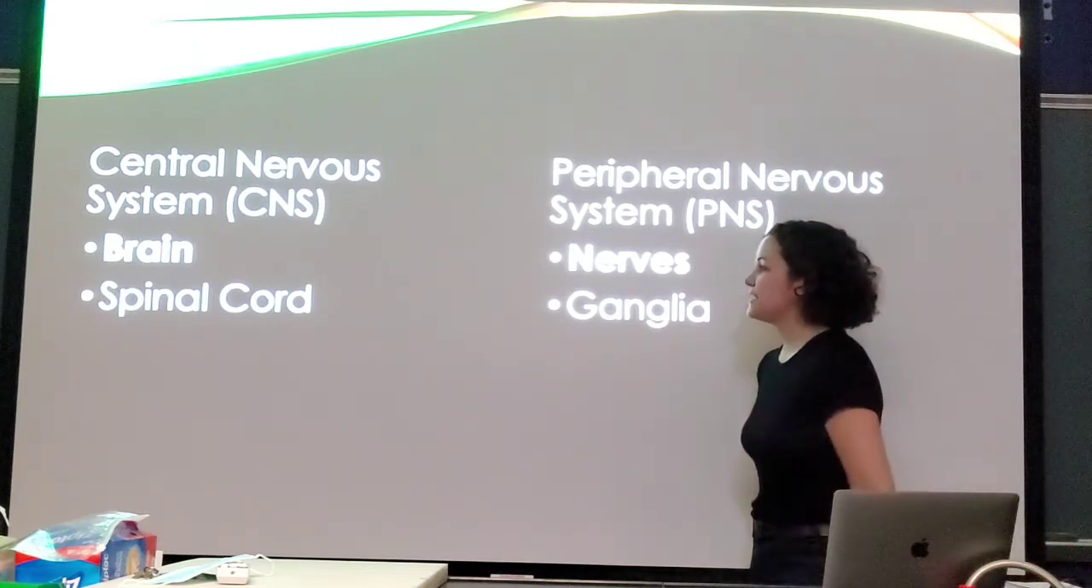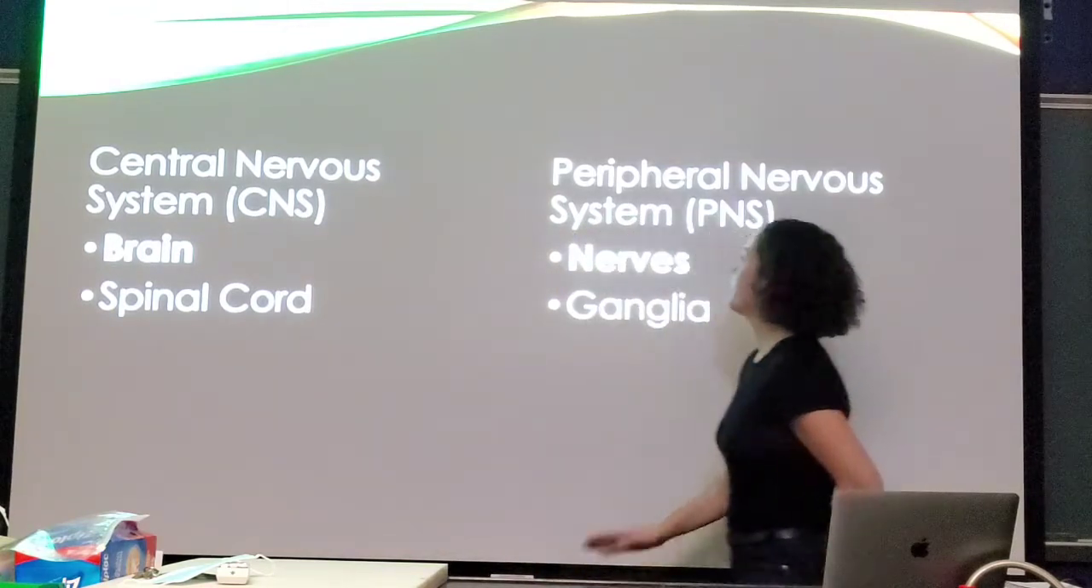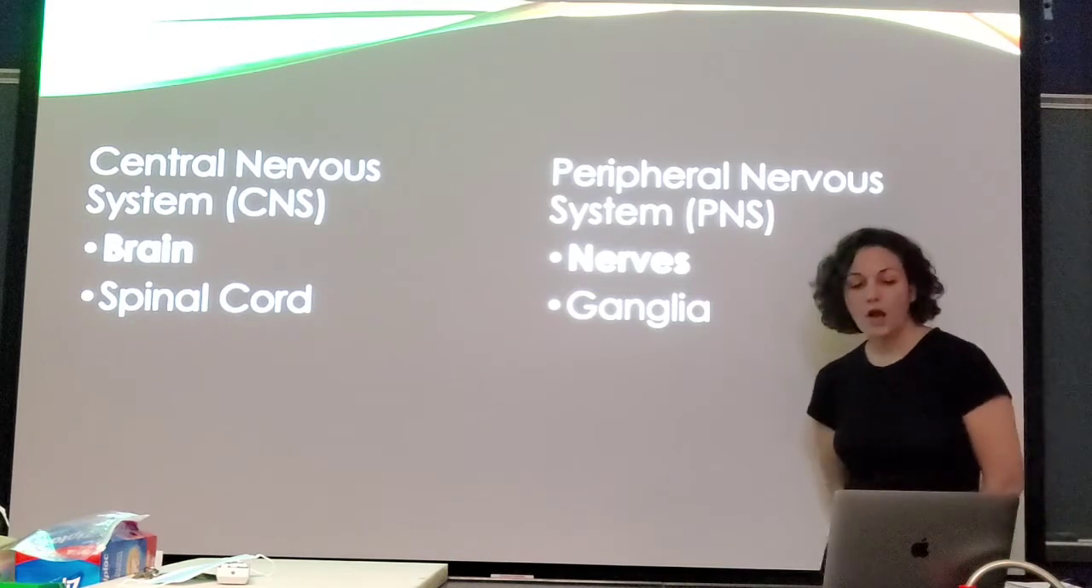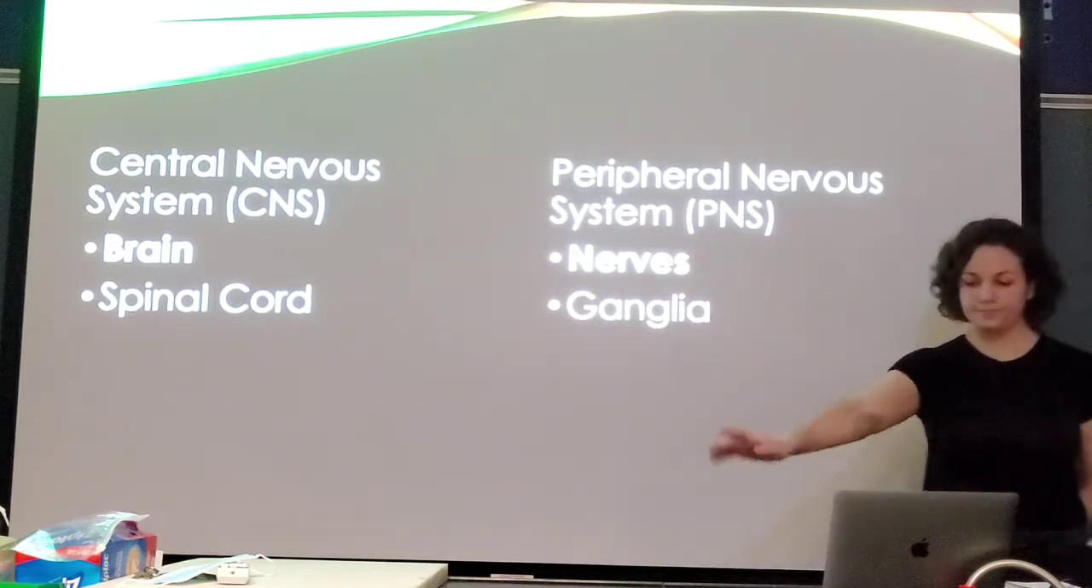Okay, so the CNS is composed of two organs, the brain and the spinal cord. The PNS is composed of nerves and ganglia. In this video, I am going over the brain and cranial nerves.